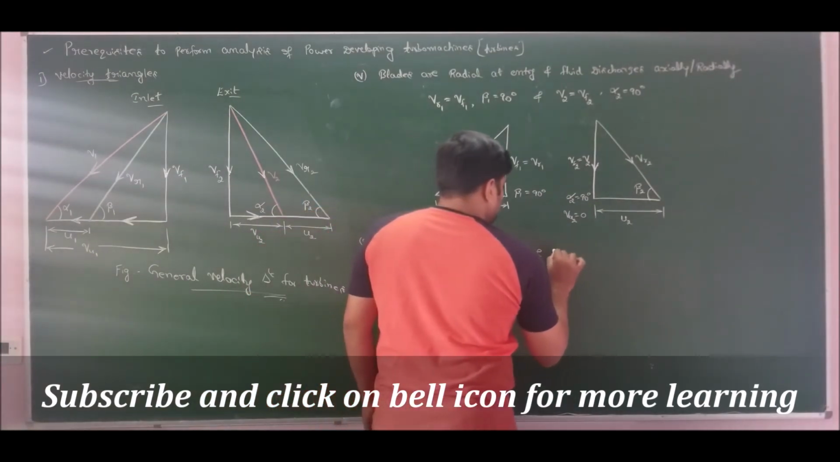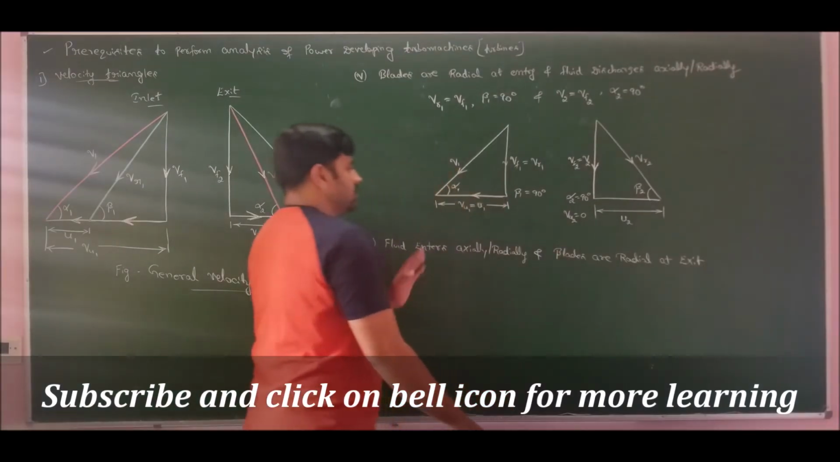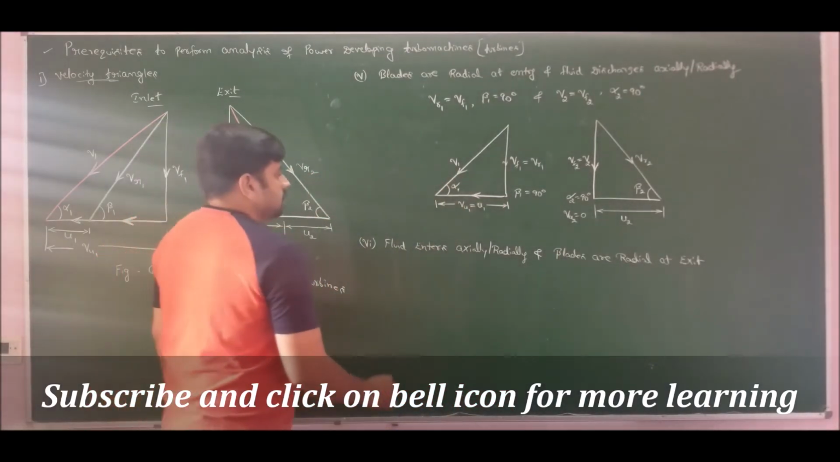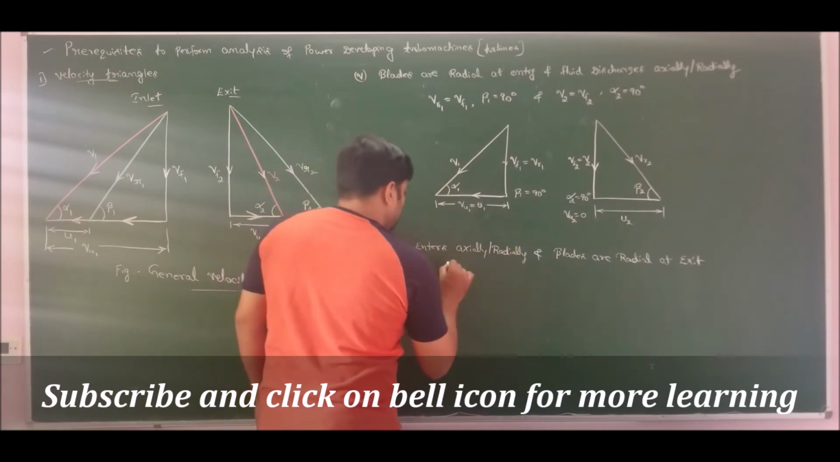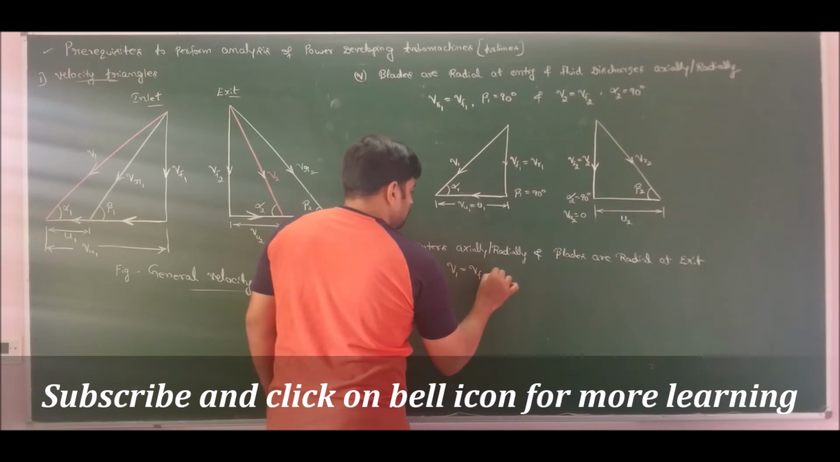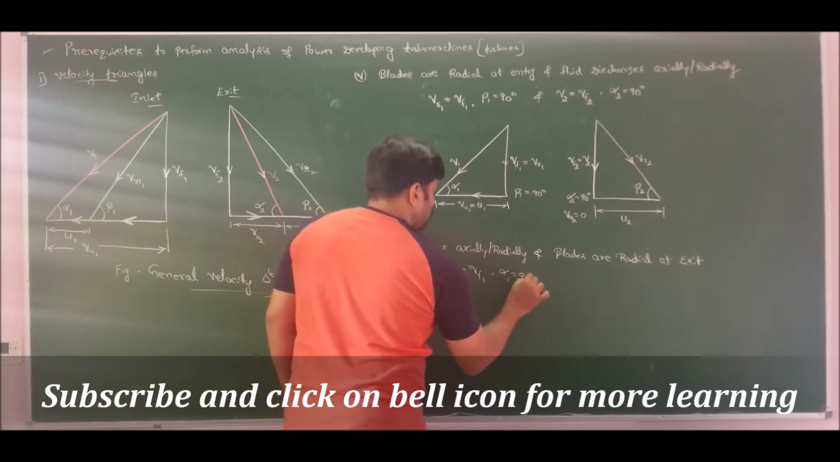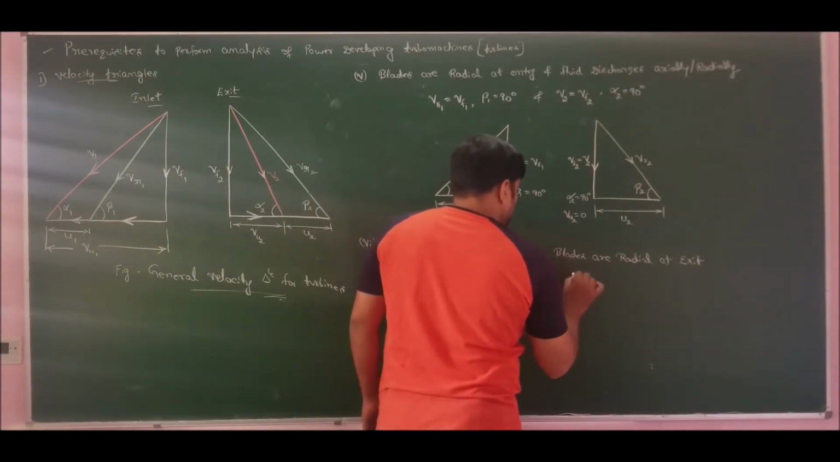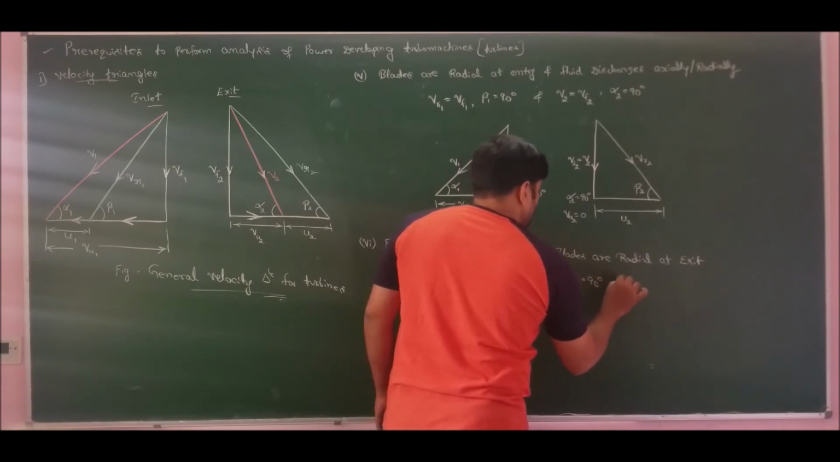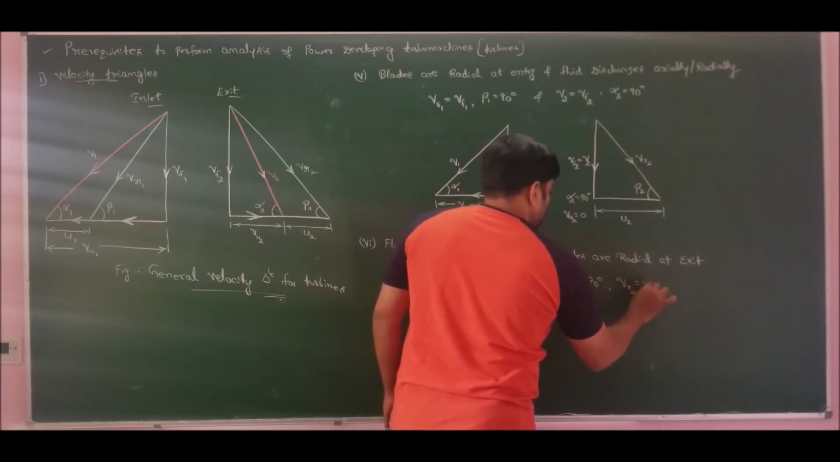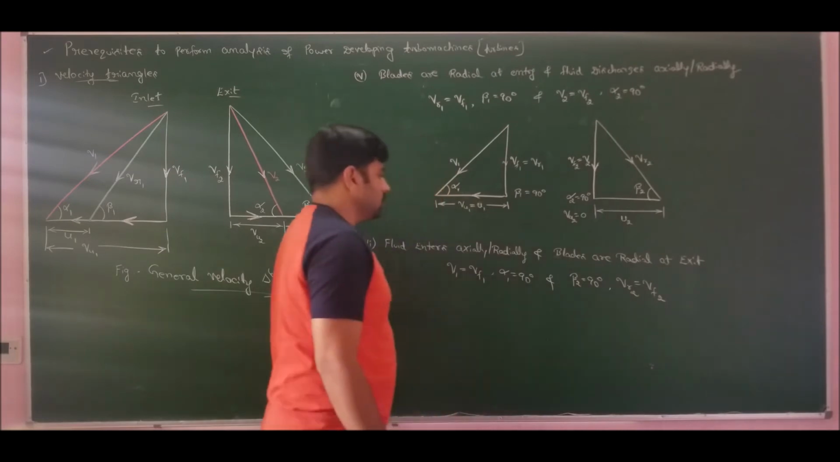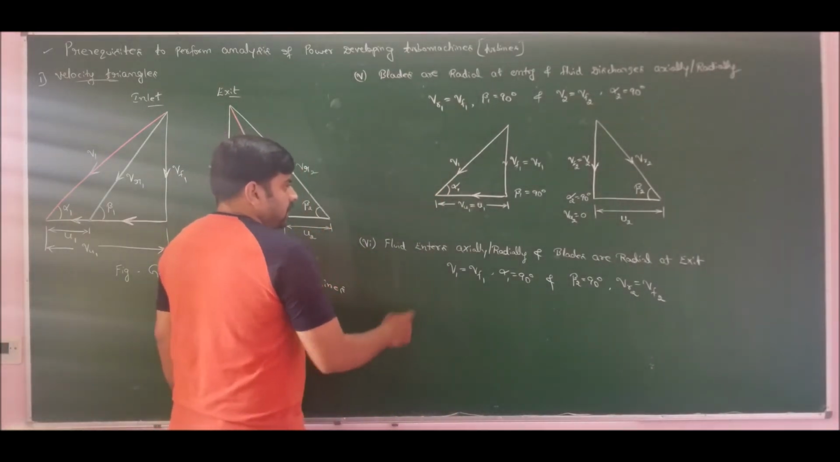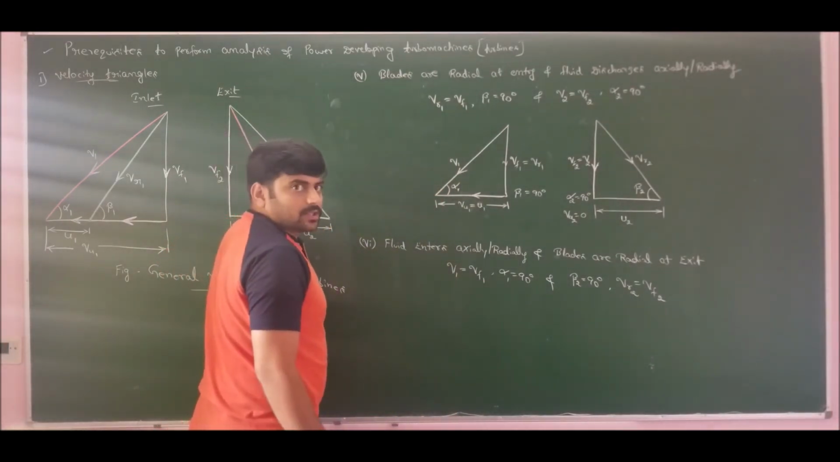and blades are radial at exit. If it is given like this, then the fluid enters axially or radially, the entry velocity of the fluid is V1, which is equal to Vf1, which in turn says that alpha 1 should be equal to 90 degrees, and blades are radial. So the blade angle beta 2 is radial, 90 degrees, or VR2 should be equal to Vf2 at exit. Here entry and exit are with reference to vanes or blades.